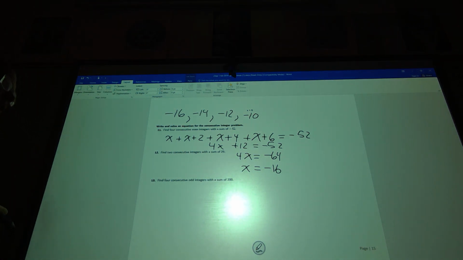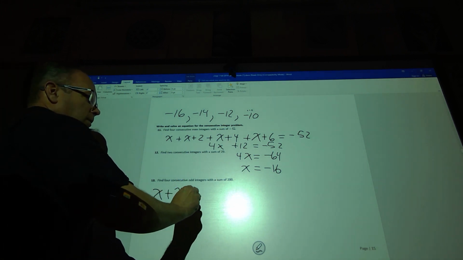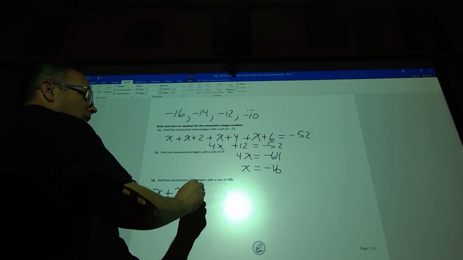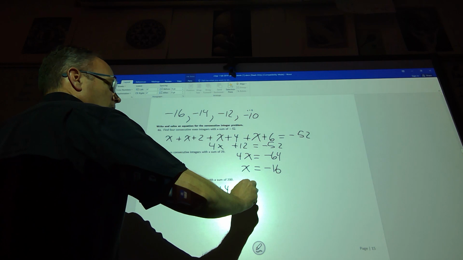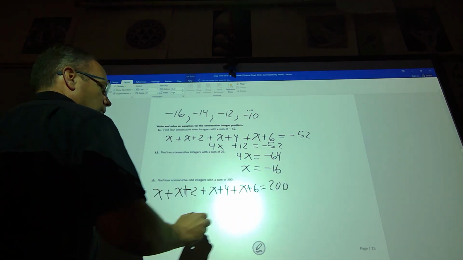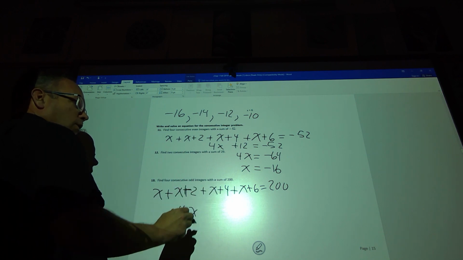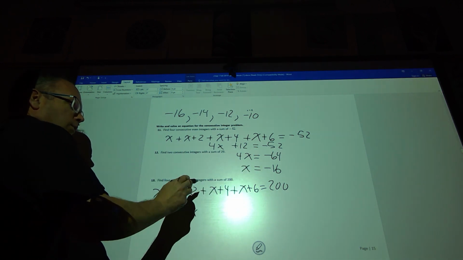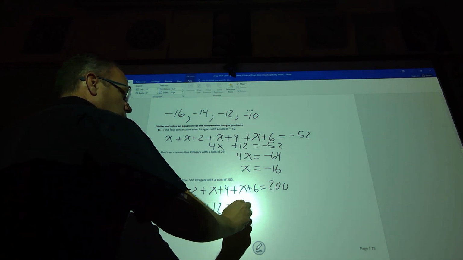Number 13, find 4 consecutive odd integers. Well, odd and even will be the same thing. So I have x is my first, x plus 2 is my second. Because it's odd, you have to add 2 each time. And then x plus 4 is my third, x plus 6 is my fourth, and that's equal to 200. Add my x's up, so I have 4 x's, and then 2 plus 4 is 6, 6 plus 6 is 12, and that's equal to 200.